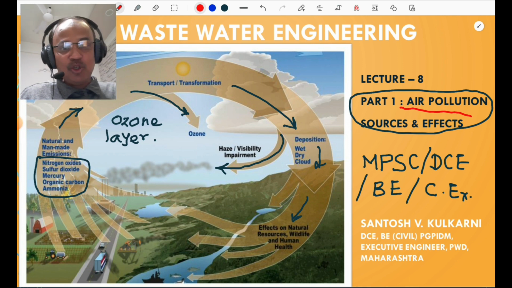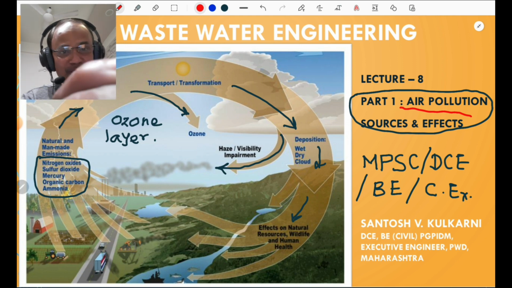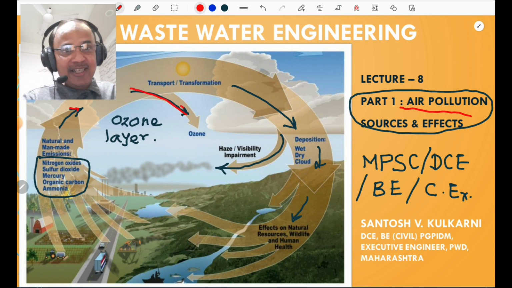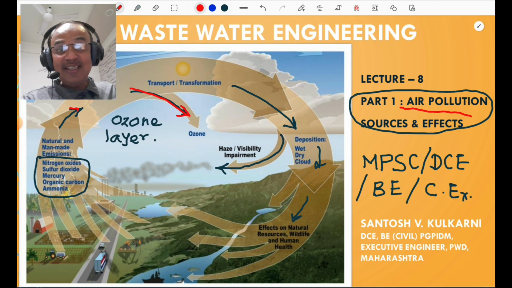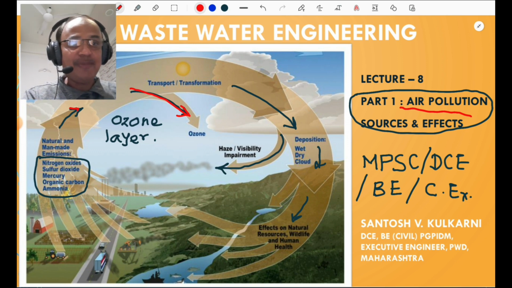One must see this photograph. This photograph shows that there are certain natural and man-made emissions or sources which cause air pollution, deplete the ozone layer, and cause the greenhouse effect. So one must know what ozone depletion is, and second, what the greenhouse effect is. These two terms are very important as far as environmental engineering is concerned.